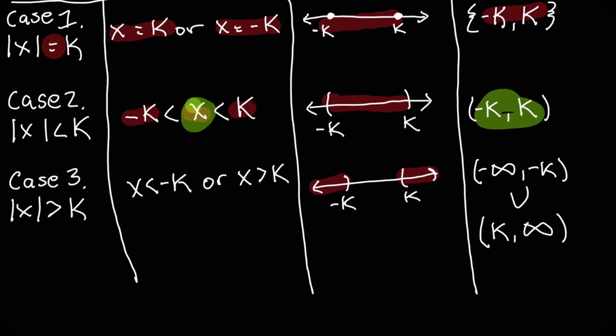Okay, so our last one is case 3, where the absolute value of x is greater than k. The way to set this one up, you'll have either x is less than negative k or x is greater than k, and then remember our final solution will look something like this.